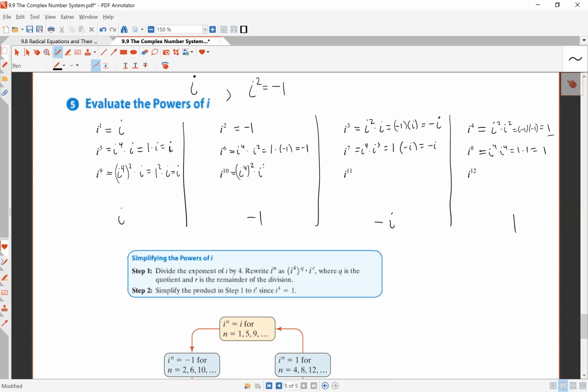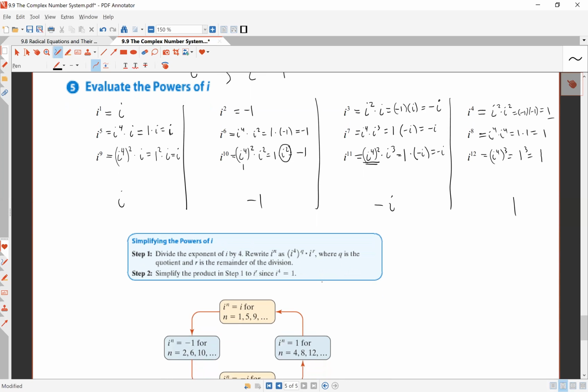i to the 10th is i to the fourth squared. That's 8 of them, which makes 2 more. That's 1 times i squared, which is -1 because i squared is -1. i to the 11th has an i to the fourth squared, or 8 of them. There's 3 left over. And any time you have the i to the fourth, it goes away as a 1, times i cubed, which is -i, which gives us -i. i to the 12th is i to the fourth cubed. That's 1 cubed, or 1.